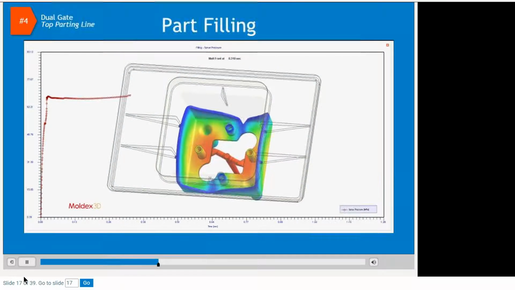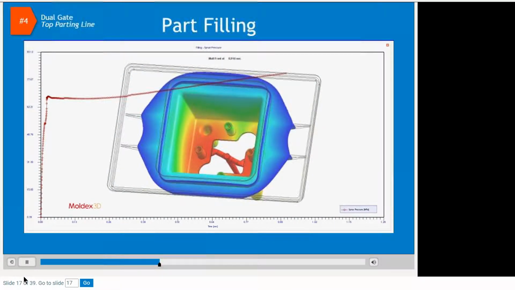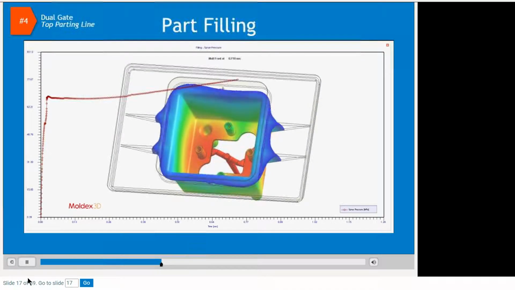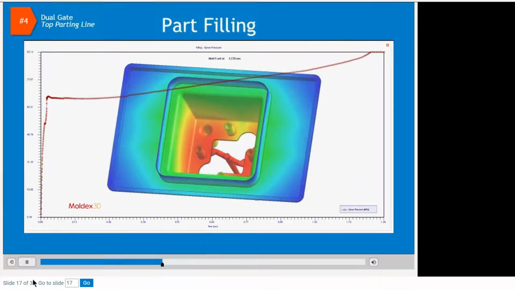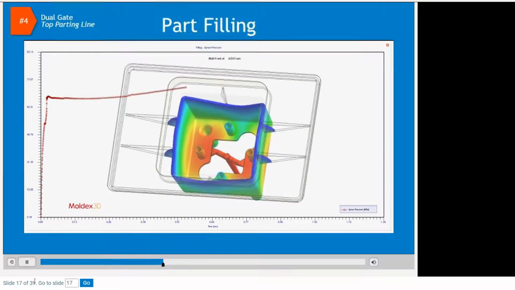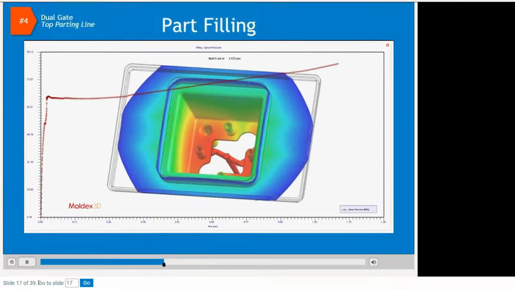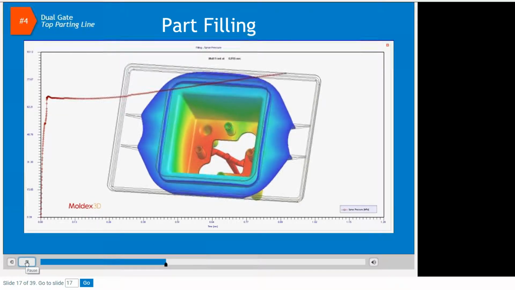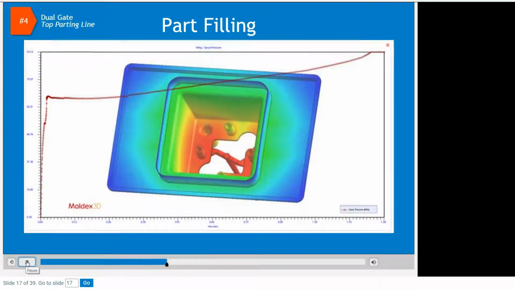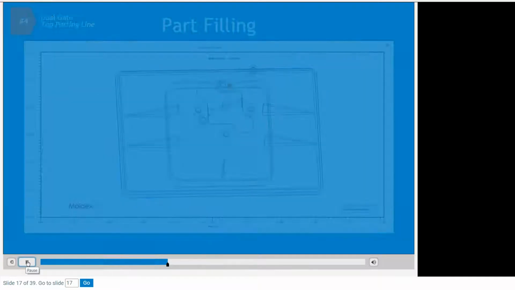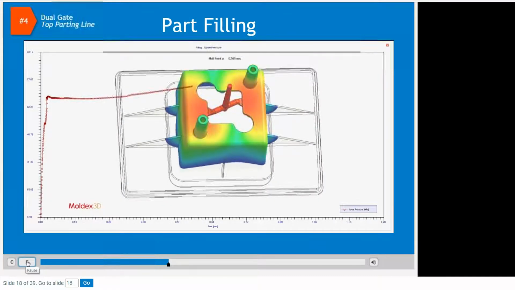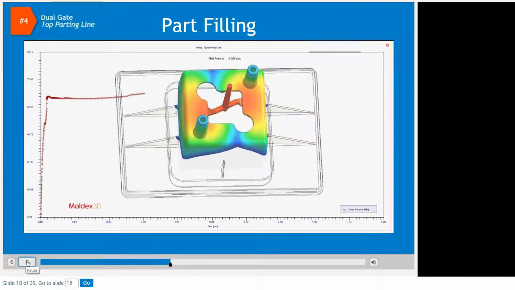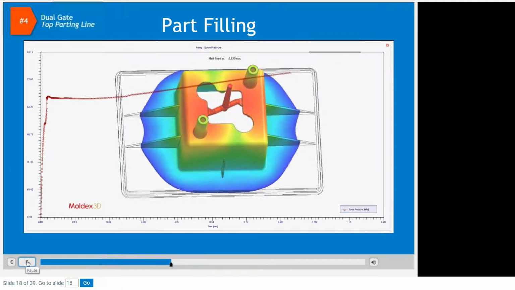The next two animations show the filling and injection pressure for the dual gate setup. Again, there are no issues filling the part design features. The immediate pressure rise is due to the size of the gate and runners, but once the material passes through, the increase becomes smooth and gradual until the part is filled. I think you can tell this is a lot more uniform, isn't it?